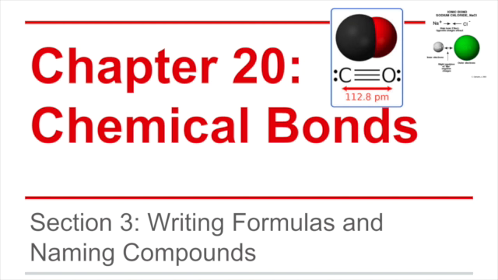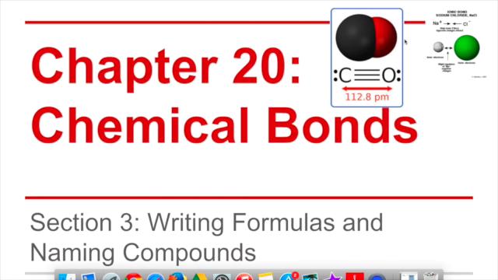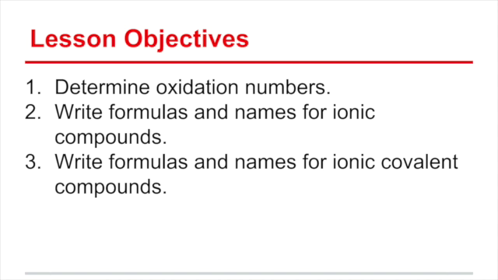Alright, this is lesson 20-3, writing formulas and naming compounds. Sorry about that. In this lesson, we are going to determine oxidation numbers, and you'll see what that is in a minute. We will write formulas and names for ionic compounds, and we will write formulas and names for, I should just say, covalent compounds.